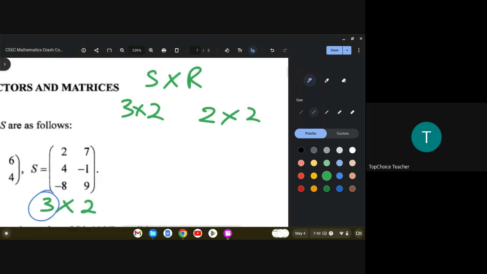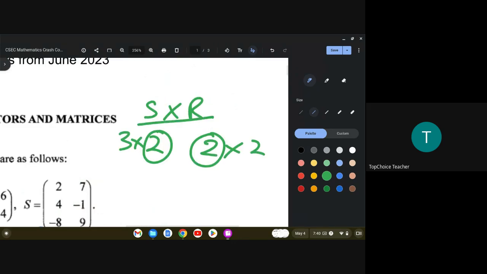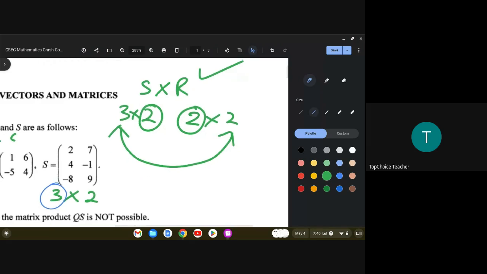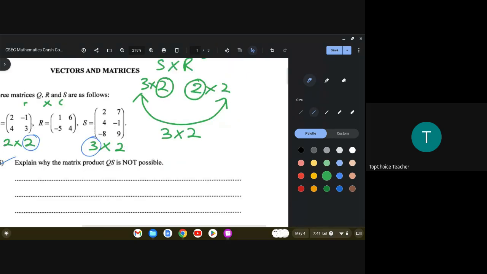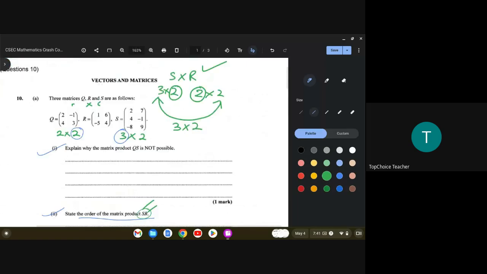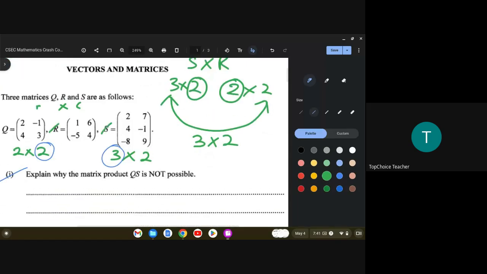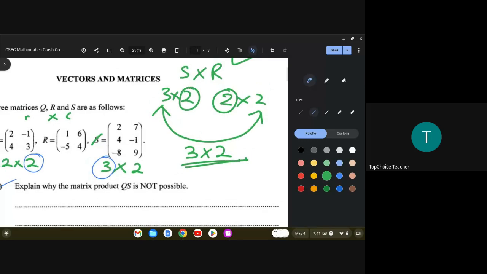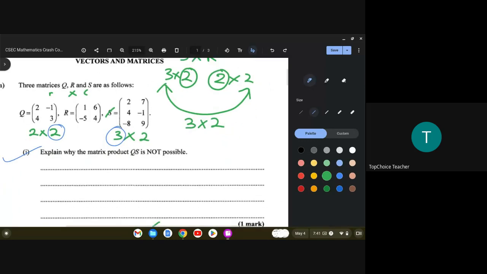Looking at the inner numbers, we can see now they are the same. So S can be multiplied with R. This will be possible. And the two numbers on the outside give you the order of the product matrix. The product matrix is your answer. So your answer will be a 3 by 2 matrix. That is the order of the product matrix if you multiply S by R, and that is the end of that part of the question.